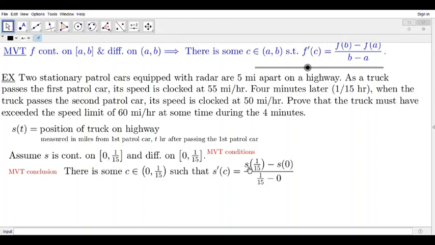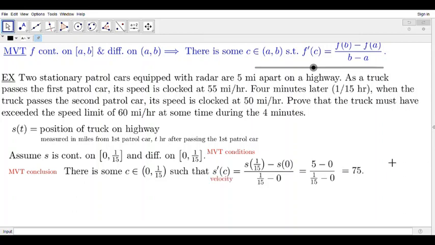And then S of 1 over 15, that will be the location of the truck after 4 minutes, but then that location is where the second patrol car is, which is 5 miles away from the first patrol car. So the numerator is 5 minus 0. Then when you divide by 1 over 15 minus 0, straightforward calculation provides us with 75.